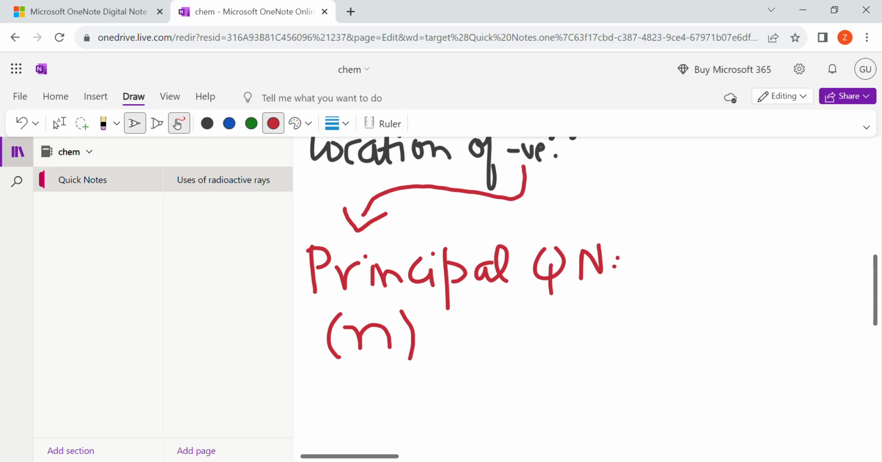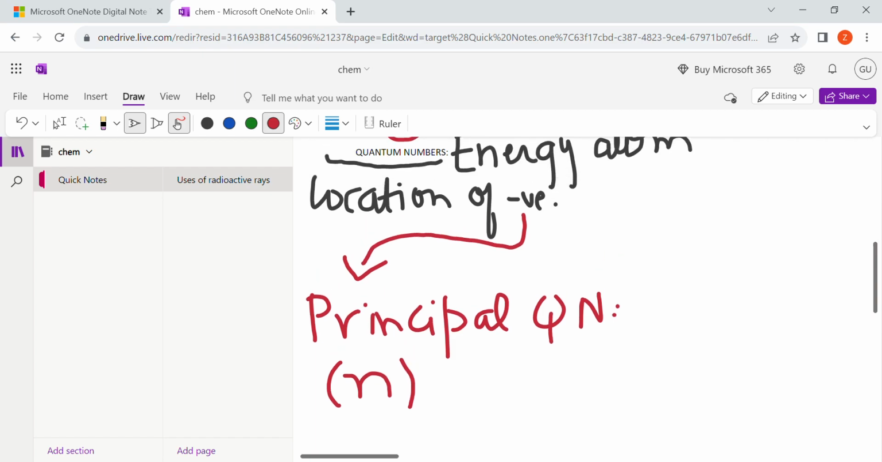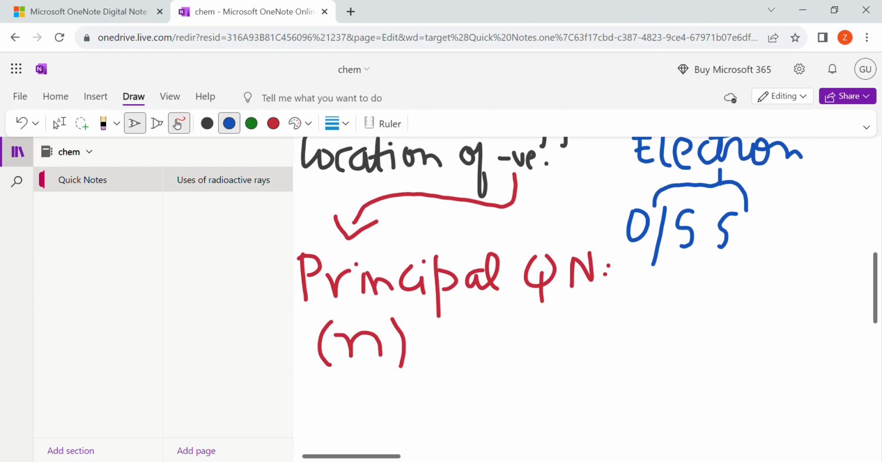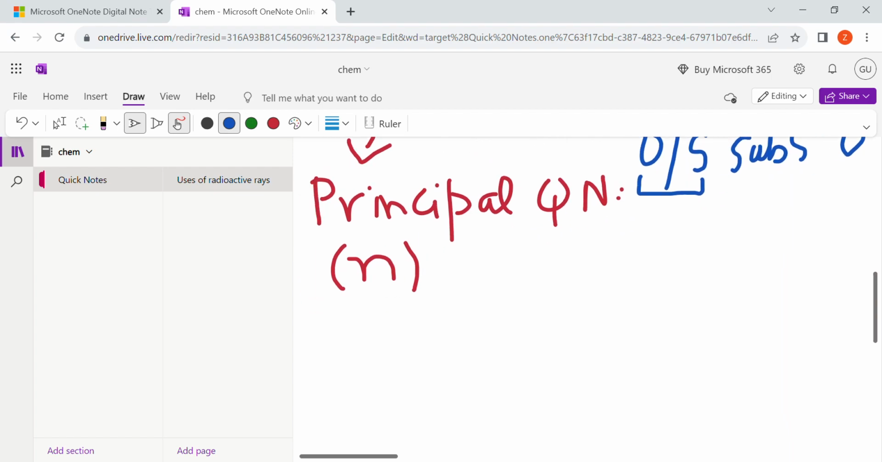We know that electrons are present in orbits, या तो फिर हमारे पास शेल में प्रेजेंट होते हैं. Also they are present in सबशेल्स में होते हैं, plus they are present in orbitals. So principal quantum numbers refer to orbits and shells. They describe orbits and shells.